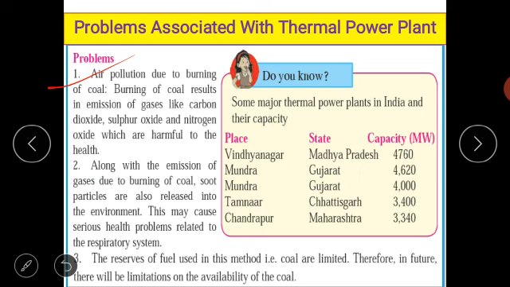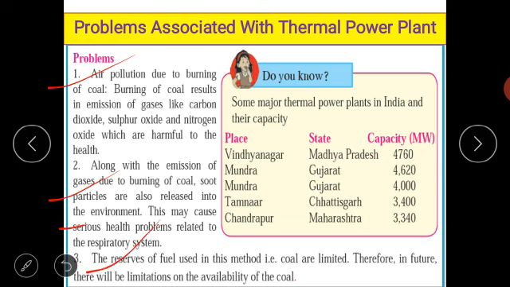Burning of coal results in emission of gases like carbon dioxide, sulfur dioxide, nitrogen oxide, which are harmful to human health and also to the other animals of the planet. Along with the emission of gases due to burning of coal, soot particles are also released into the environment. Soot particles means the half-burned carbon, which is light in weight, suspended in the air and keeps on floating in the air, which increases the dust particles in the air and also causes air pollution, and that has a bad effect on the health of humans. So this may cause serious problems related to the respiratory system.